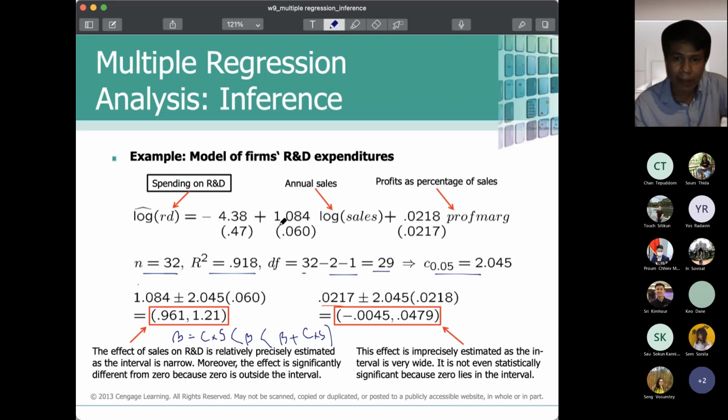So here, you look at this first, the effect of annual sales. The coefficient of annual sales is 1.084. Plus or minus, which is the lower bound or upper bound? Minus is the lower bound, right? So if minus, the critical value is 2.045 and the standard error is 0.60. So for the lower bound you get 0.961 and for the upper bound you get 1.21. Following me? This is the lower bound. This is the upper bound.